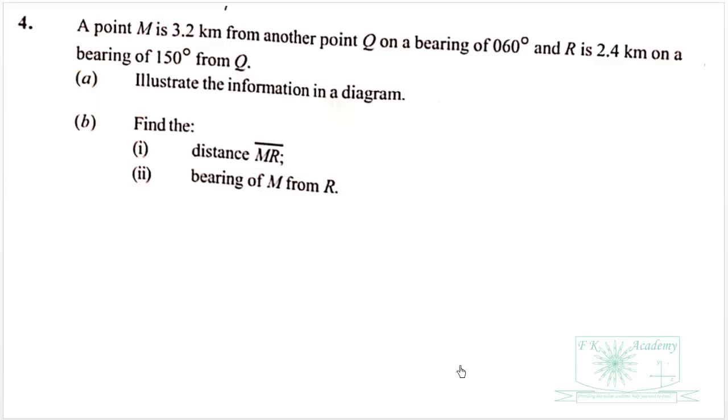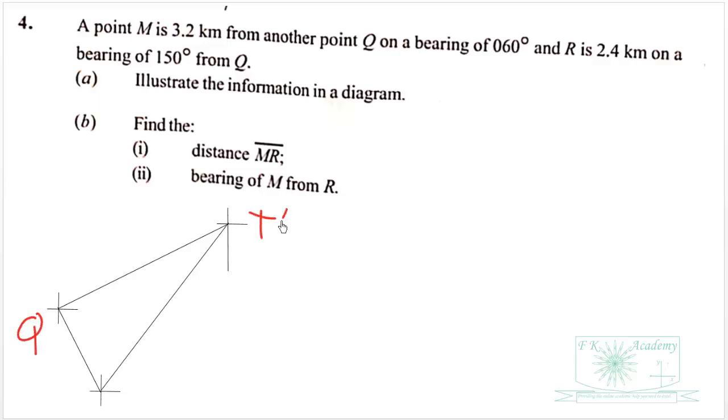A point M is 3.2 kilometers from another point Q on a bearing of 60 degrees, and R is 2.4 kilometers on a bearing of 150 degrees from Q. Illustrate the information in a diagram. So this is how the diagram will look like. We have Q here, we have M here, and we have R here. So this is the 60 degrees.